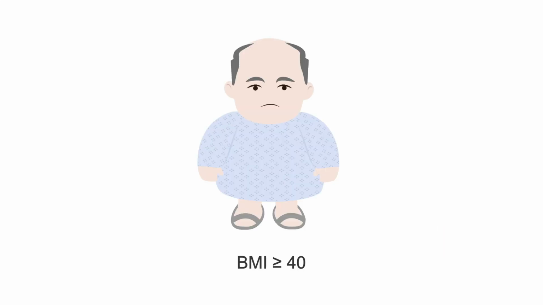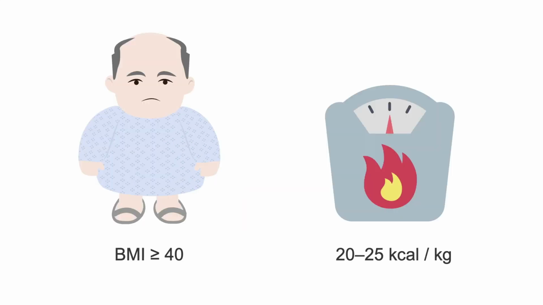Finally, we'll look at patients with class 3 obesity, so a BMI of 40 or more. The requirement for all patients in this weight class is 20 to 25 kcals per kilogram, but using ideal body weight, or IBW, instead of actual body weight.